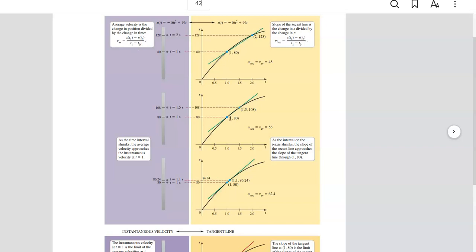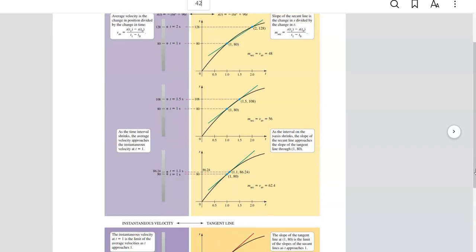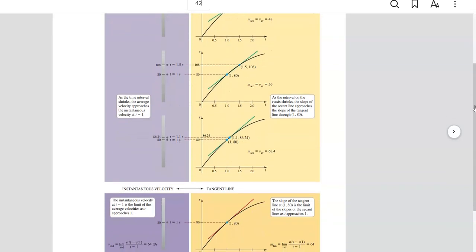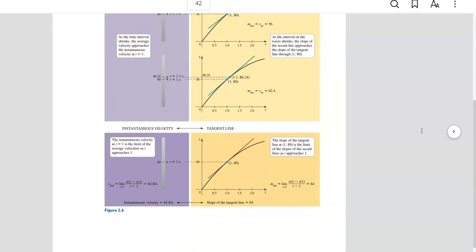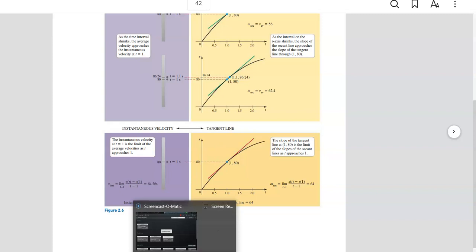What happens when I move that closer? The average velocity, those secant lines, end up getting straight down to this tangent line. So this is a nice visual for you to be able to see that.